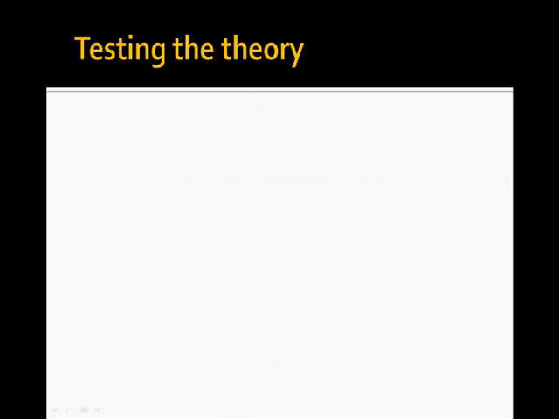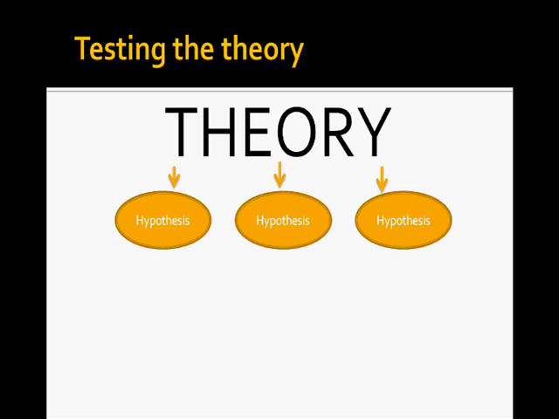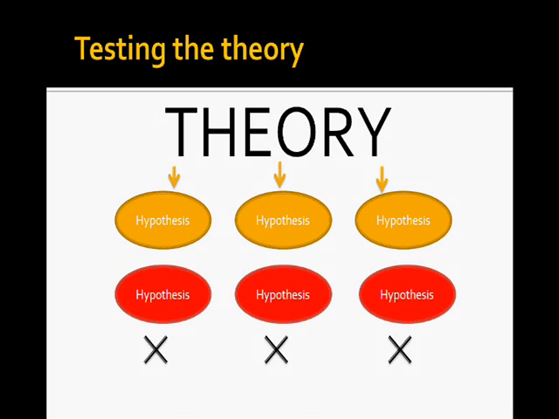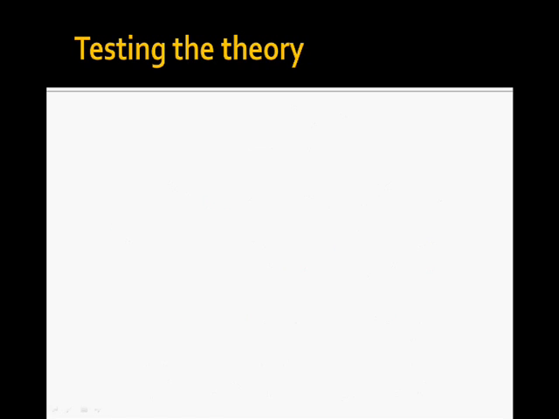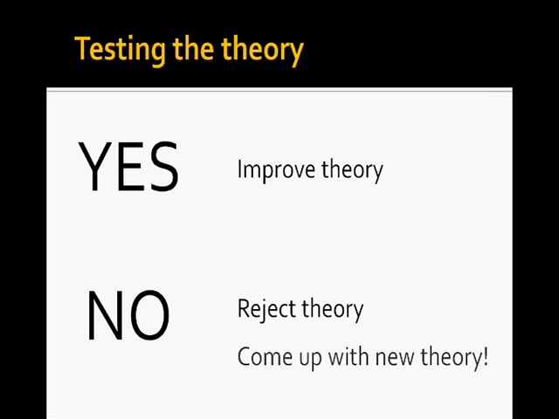And once you've got a theory, you have to test it. A theory, you should be able to generate many more hypotheses from it. And if you go on to test these hypotheses and you have reason to accept them, then that strengthens the theory. However, if you generate hypotheses that are rejected, then you've got to ask yourself a key question. Can the theory be modified? If it can, then great, you've got an improved theory. If it can't, you have to reject the theory and try and come up with a new one. But either way, science moves on.